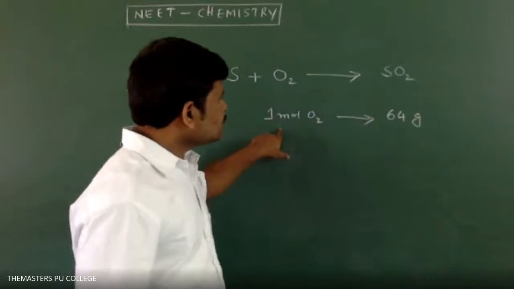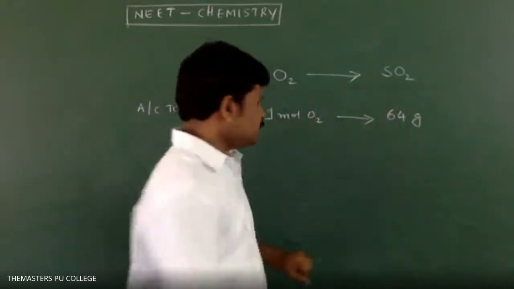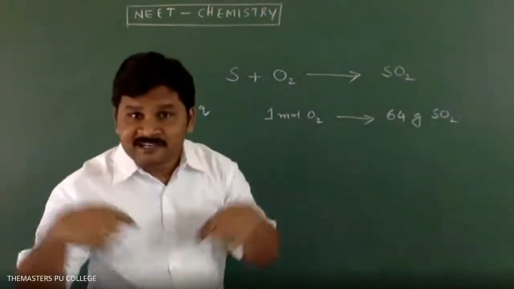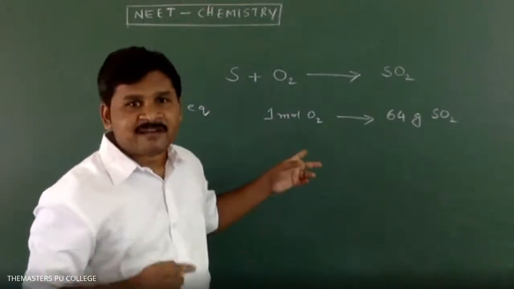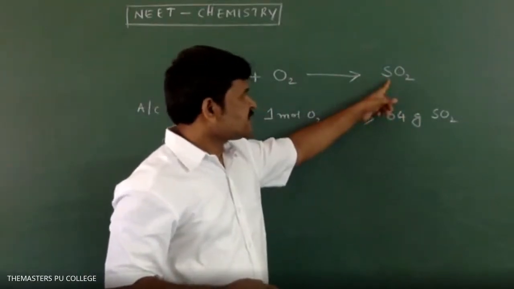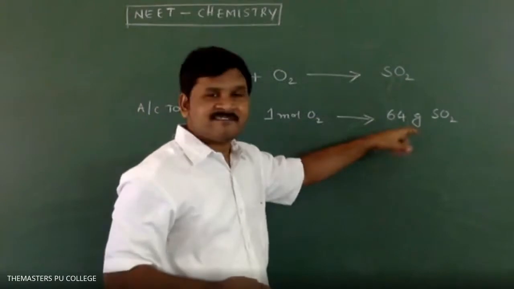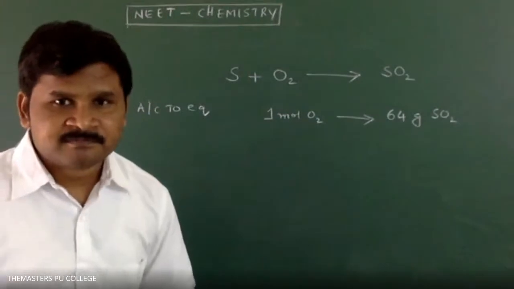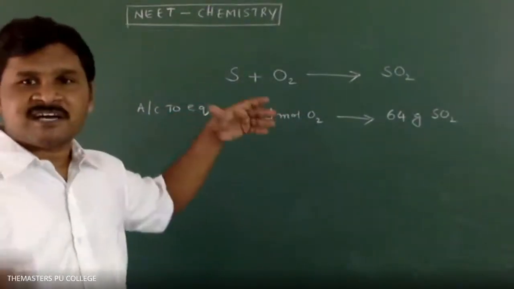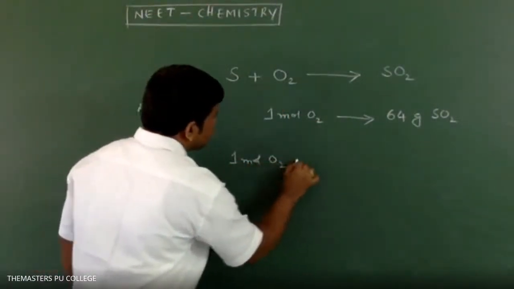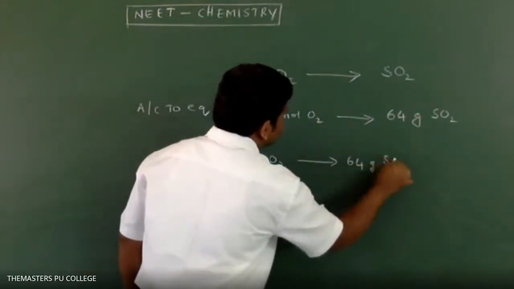1 mole of O2 gives 64 grams of SO2. This information is not given in the question. We have to write it on our own. That is important. How am I writing this 1 mole? According to the equation only. How am I writing 64? 64 means only one SO2 is there. SO2 molecular weight is 64 grams. This is according to the equation. Clear, students? If you write these 2 steps, the answer is almost completed. See, 1 mole O2 gives 64 grams SO2.